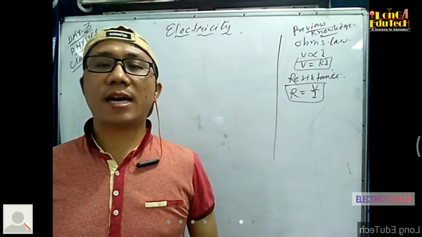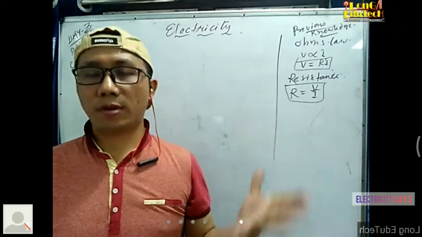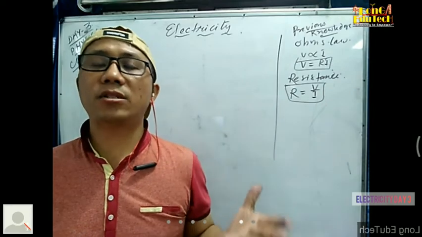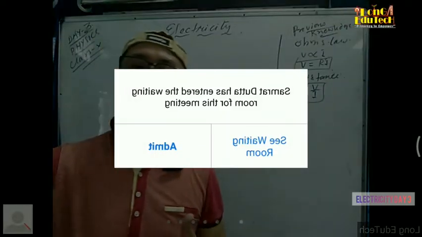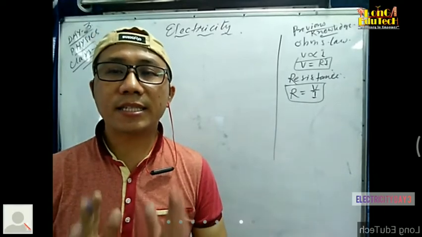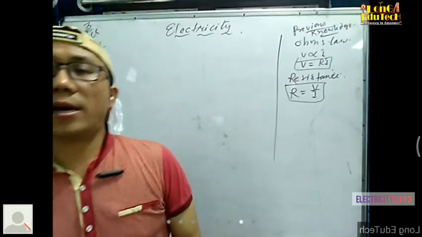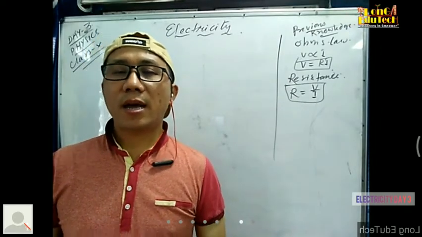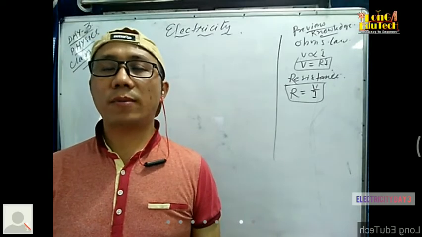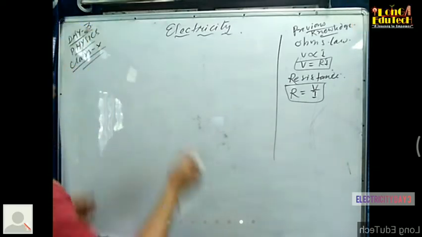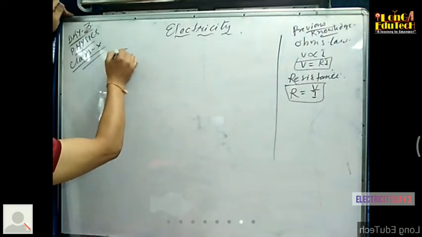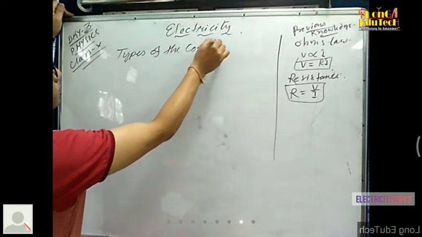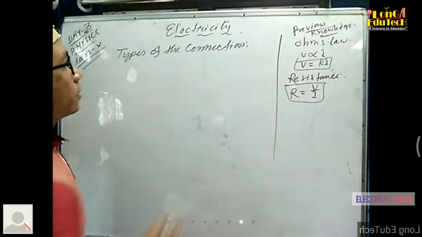Whatever we connect, whether a bulb or a tube or a fan, any appliance that we connect to electric current, they are a resistance only. So here we are going to study the types of connection, series connection and parallel connection, and also their difference, and the equivalent resistance. Let us learn first the types of the connections.